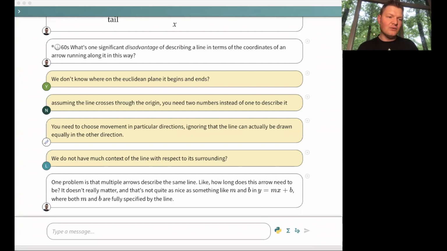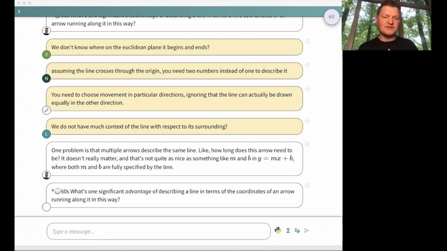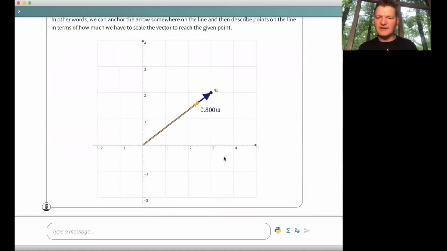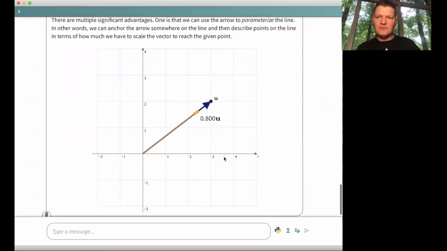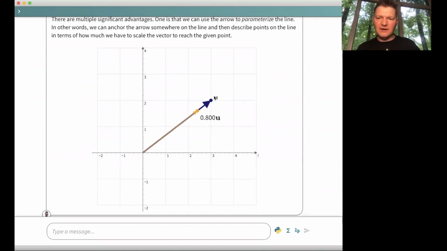On the other hand, what's the significant advantage of describing a line in terms of the coordinates of an arrow that runs along it? Let me summarize what folks are saying, and then I'll share my answer. Here's one advantage, which turns the disadvantage on its head. We can use the arrow that we situate on the line to parameterize the line. In other words, we can anchor it somewhere on the line, and then it sets up one coordinate axis for us along that line.